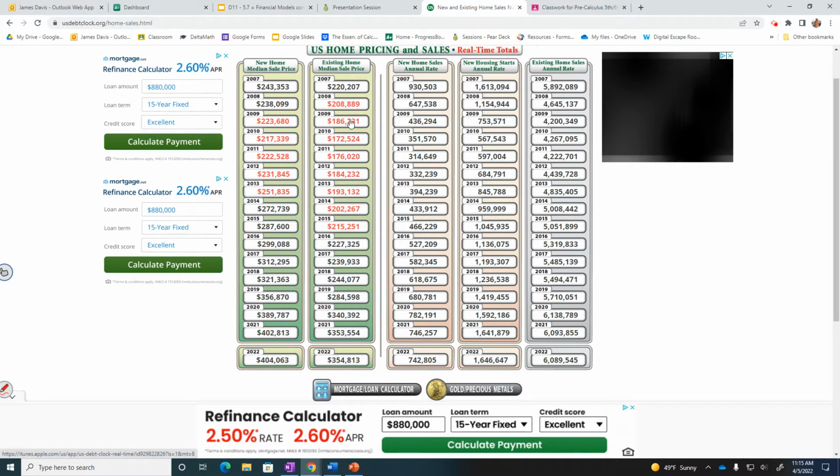But yeah, it's not that long ago. 10 years ago, and houses were half the cost back then. Right? 10 years ago, they were in the 170,000.